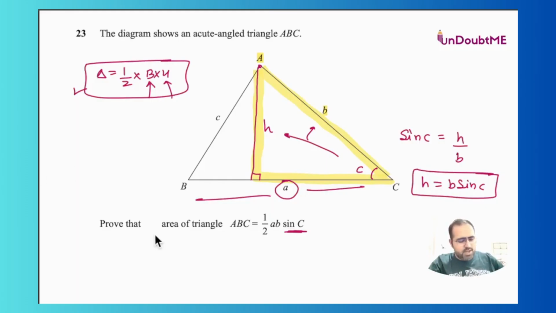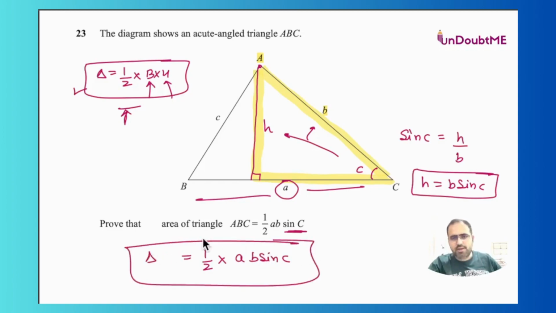I will just apply the area of a triangle, the conventional formula we have done earlier, that is half base into height. Base is A, height is B sin C, and that is how the area of a triangle is proved as half AB sin C.